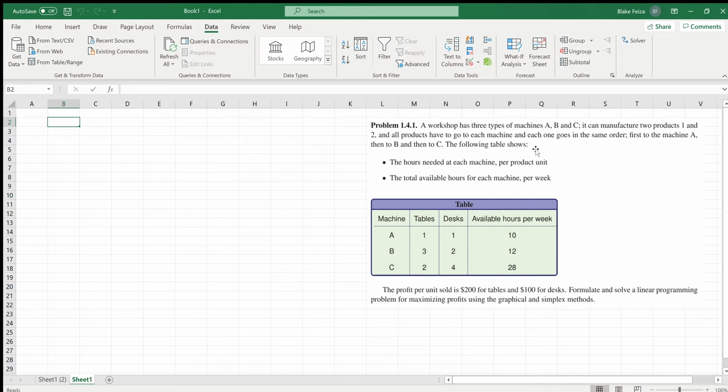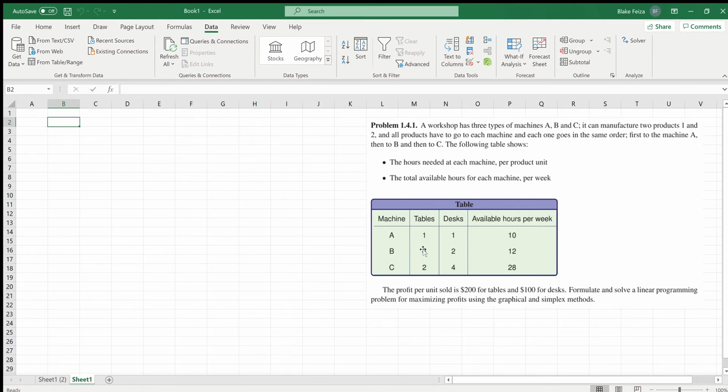All products have to go to each machine, and each one goes in the same order, first to machine A, then B, then C. The following table shows us how many hours are needed at each machine per product unit, and then our total amount of hours that we have available for each machine. So it looks like we're making tables and desks here. And with the first machine, machine A, it's going to be 1 hour for both tables and desks. We have 10 to give.